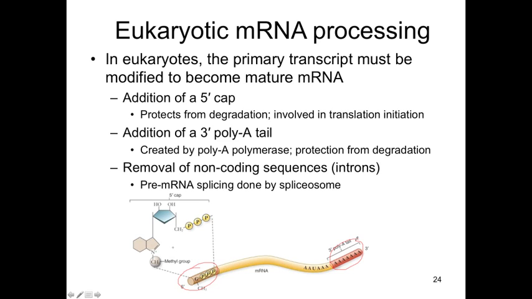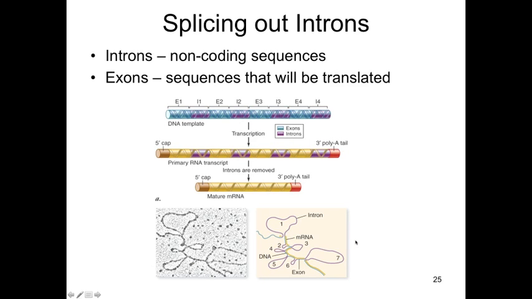The third part is a little bit more complex. We're going to remove these non-coding sequences. Interspersed throughout the messenger RNA are regions of non-coding material, or inactive material, that we call introns. You can see here the DNA template has the code for these introns also. The introns are removed in the process of RNA splicing, and then we have a mature messenger RNA with a 5' cap and a 3' poly A tail.